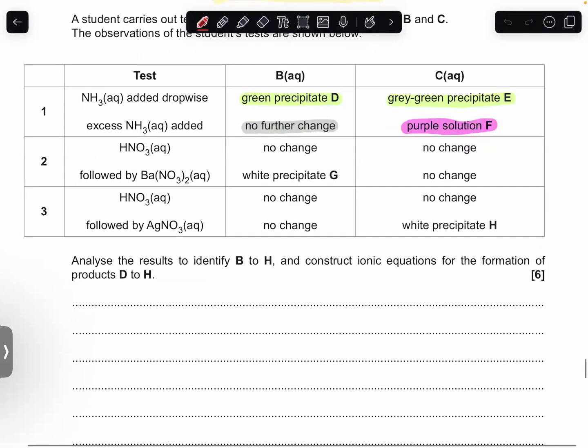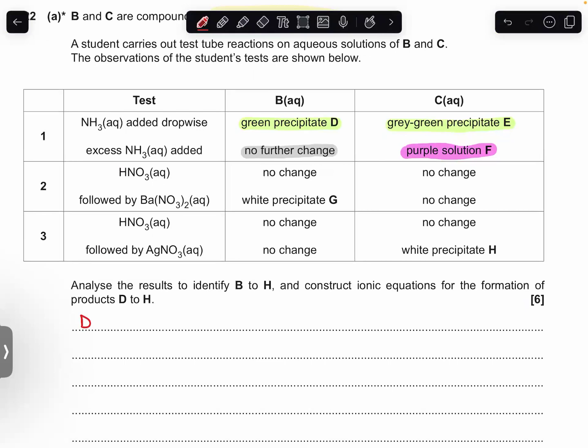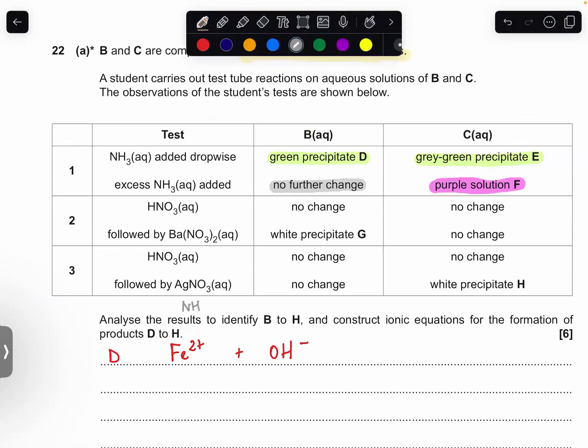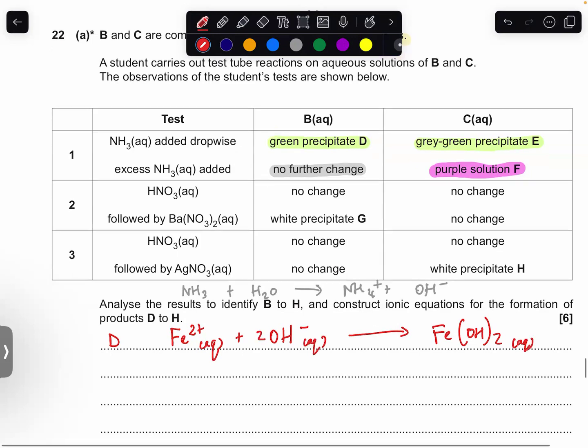So, green precipitate D. Let's look at D. It forms a green precipitate. This is likely to be, as we said, Fe2+ ions. And the precipitate forming is from adding ammonia, which then reacts with the hydroxide ions. You see, in dropwise ammonia, hydroxide ions form. How do they form? They form like this. Forms an ammonium ion and some hydroxide ions. And those hydroxide ions go on to form the precipitate, Fe(OH)2. We'll put our state symbols in. That's compound D.